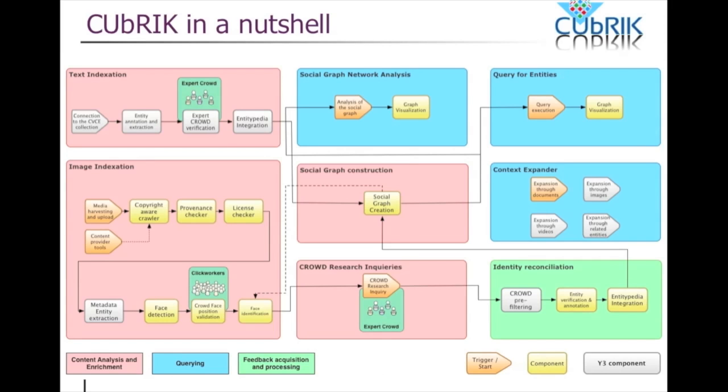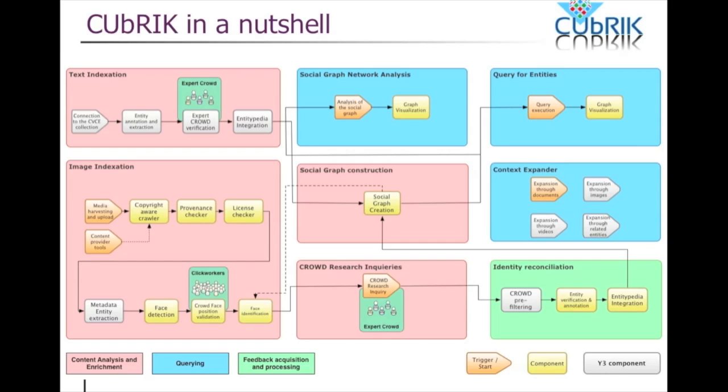So how does CUbRIK work? Highlighted in red on this chart are the steps associated with content analysis and enrichment. The History of Europe app is based on text indexation, which contains the extraction of entities from the CVCE collections and the verification of these entities by humans. Once the entities are collected and verified, they are entered into Entitypedia, or central data repository.